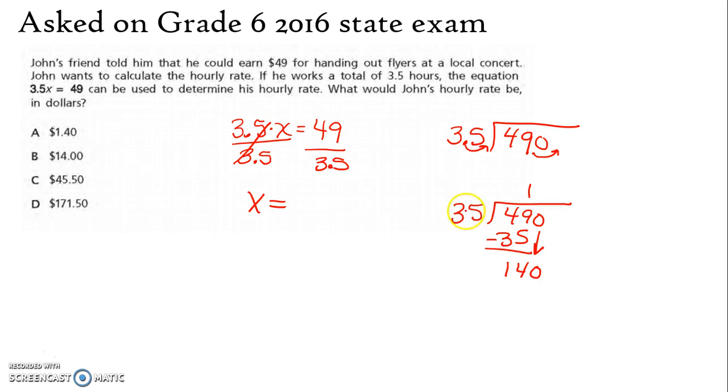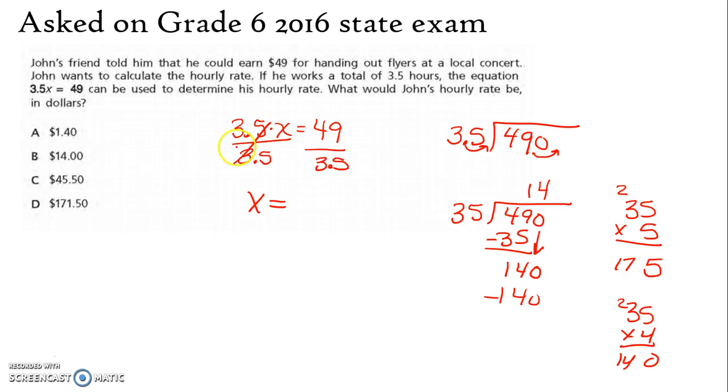Drag down a 0. How many times does 35 go into 140? I don't know. Let me try 35 times 5 and just see what happens. Nah, it's not going to end in a 0. 5 times 5 is 25. 3 times 5 is 15, so that's 175. That's way too high. But if we try 4, I bet it'll work. 35 times 4. 5 times 4 is 20. 3 times 4 is 12. 13, 14. Oh yeah, that totally works. So the hourly wage is $14. Makes $14 an hour. There you have it.